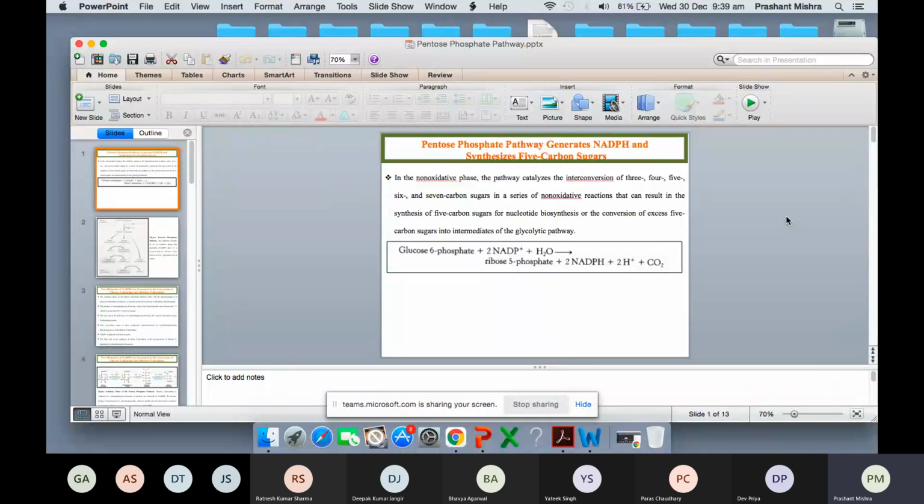Then my job is simple. I will just go through some of the processes in a very brief manner. Here you are not required to learn every step, but what is important is that you should know why this happens and what the different phases of the pentose phosphate pathway are. When we talk about the pentose phosphate pathway or HMP shunt, there are two phases. One is a non-oxidative phase, where no oxidation happens, and it catalyzes the interconversion of different carbohydrates, that means 3 carbon, 4 carbon, 5 carbon, 6 carbon, 7 carbon. So in this pathway, different sugar molecules can change from one form to another.